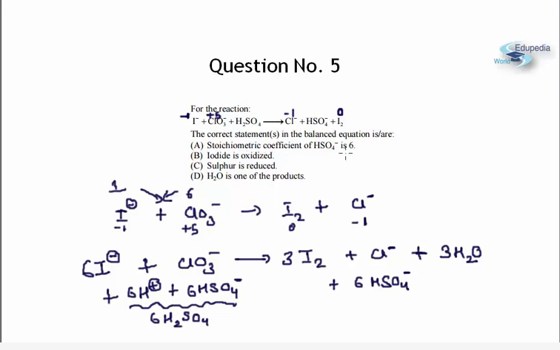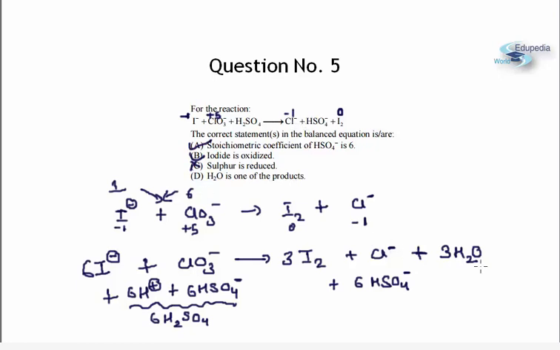Okay, now let us look at the options. Stoichiometric coefficient of HSO4 minus is 6. Obviously A is going to be my correct answer. Iodide is oxidized. Obviously it is going from -1 to 0, and increase in oxidation number is considered oxidation. Sulfur is reduced, not at all, because sulfur is in the same oxidation state on the reactant as well as the product side, which is +6 in both cases.